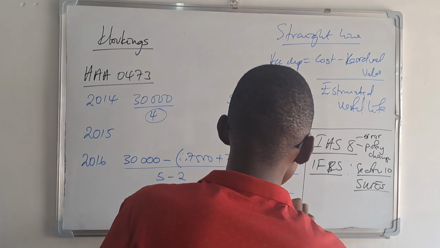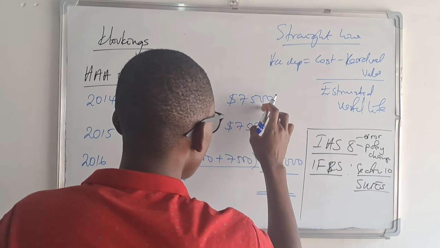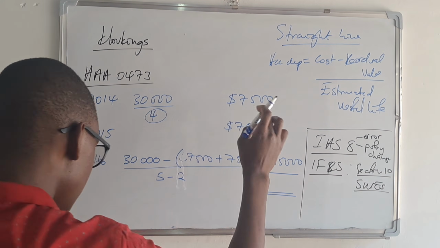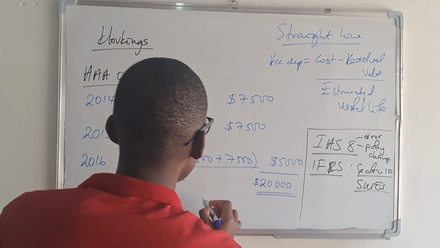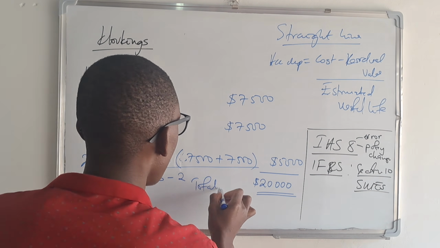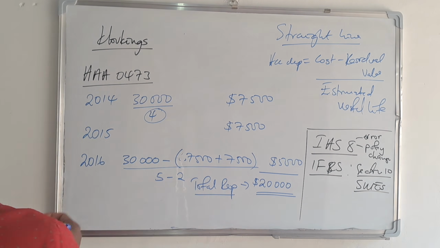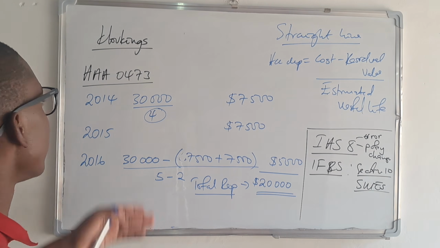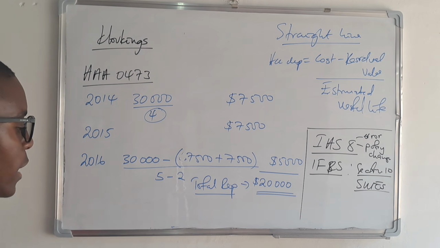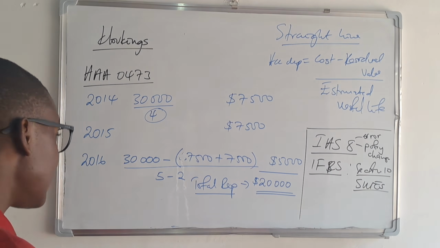Then you add this 5,000. Adding this 5,000, you're going to say 7,500 plus 7,500 plus 5,000. You're going to get $20,000, which represents the total depreciation of AA 0473. We have already calculated the depreciation of AA 0473. We want to now calculate the depreciation of AAI 8600.